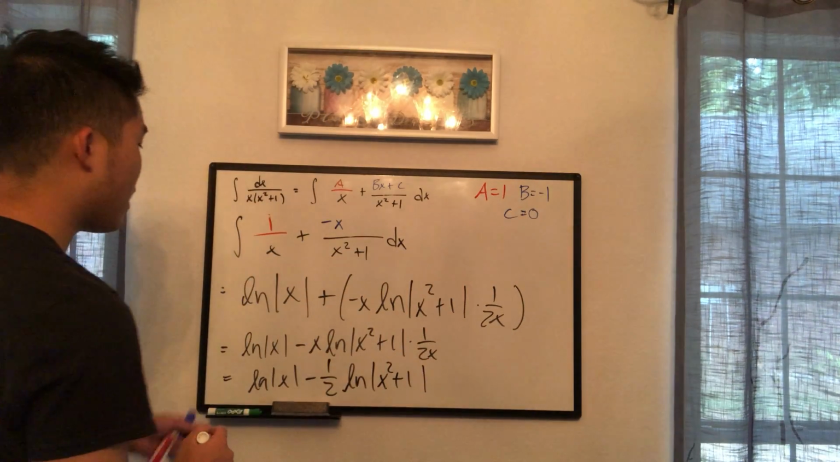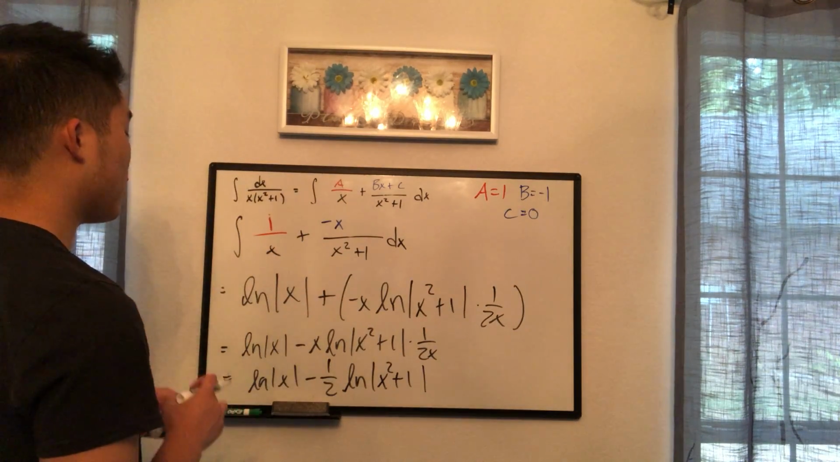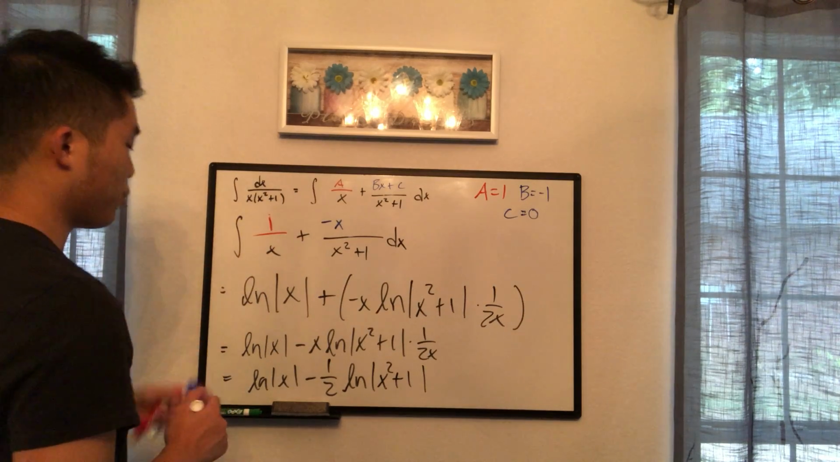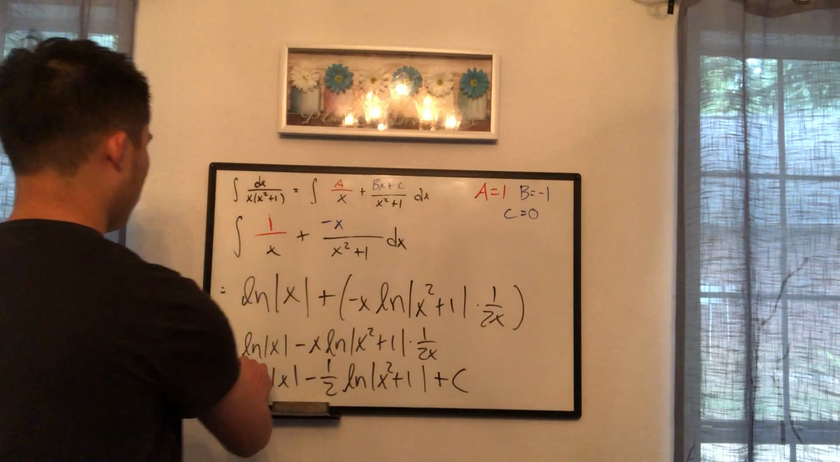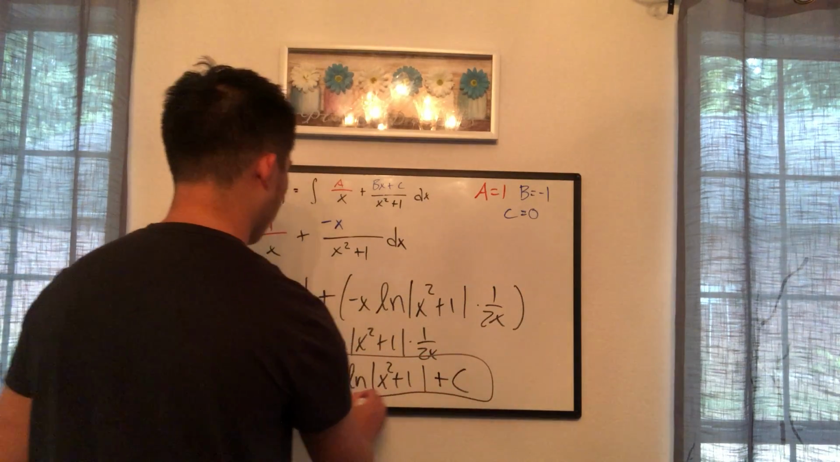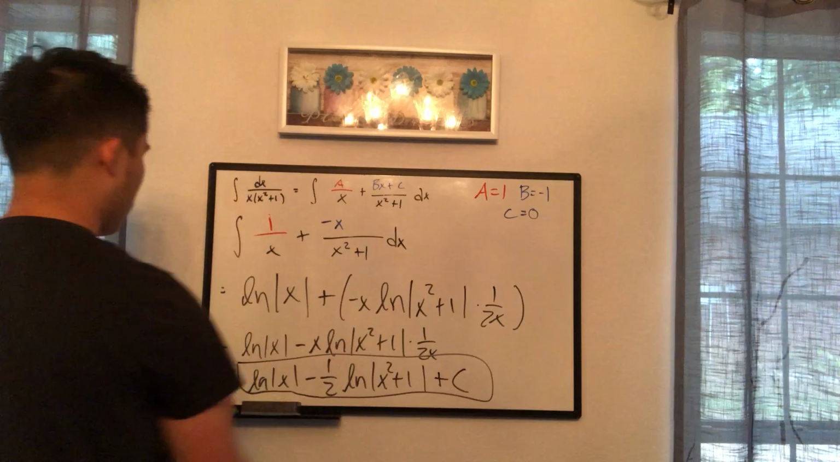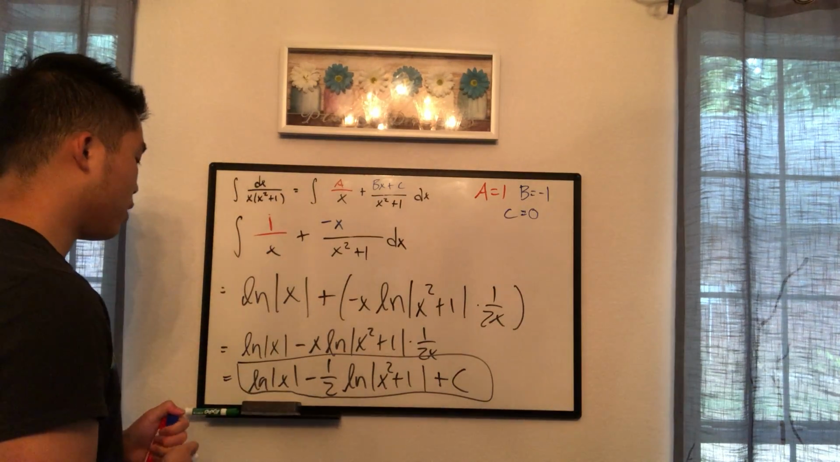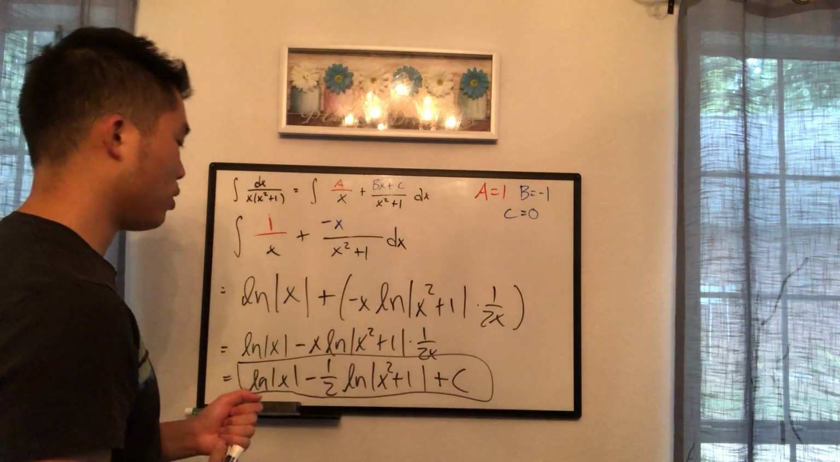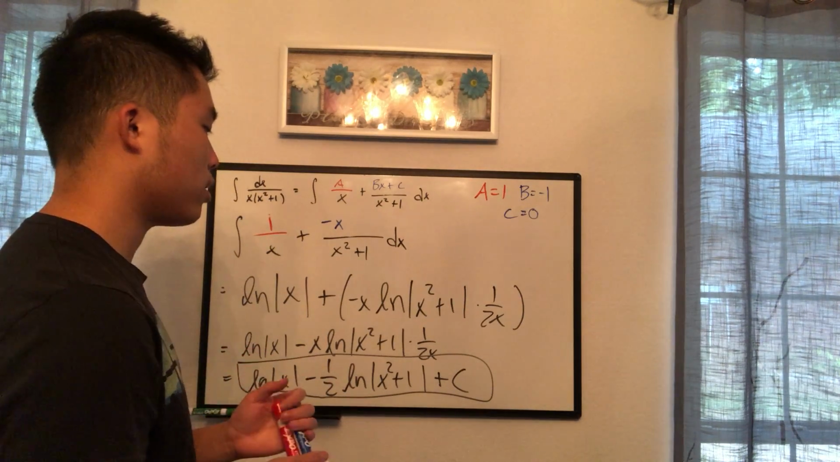And since you anti-derived an indefinite integral, you have to put your plus C at the end. And this is your final answer. You have natural log absolute value of x minus 1/2 of the natural log absolute value of x squared plus 1 plus C.